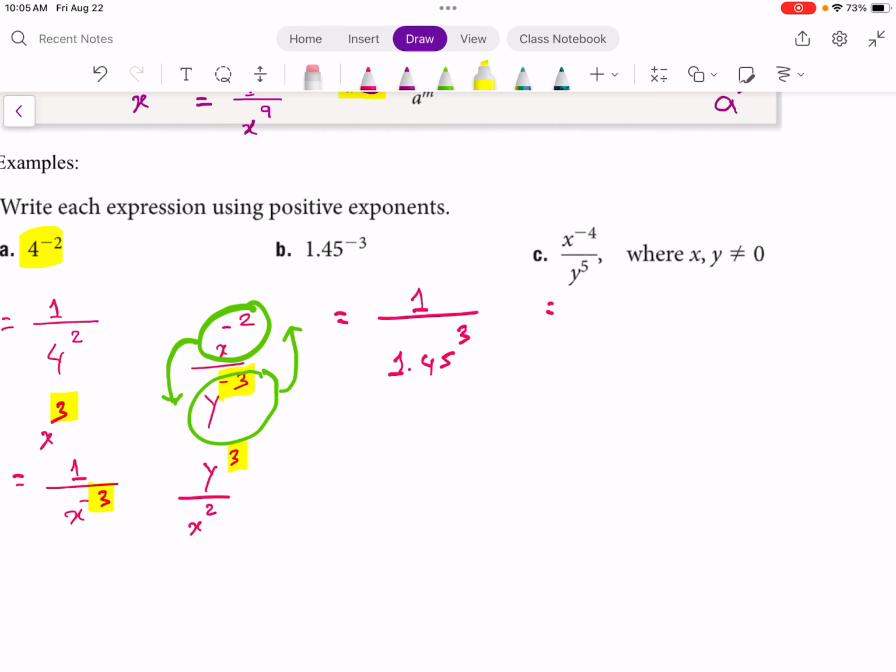Now for part C, we just need to have positive exponents. We have x to the power negative 4, and y to the power 5. What will be the final answer for this part? We already have the exponent of y as positive, so we don't need to worry about that. But the numerator x to the power negative 4 is negative, and we have to make it positive. You take this numerator expression to the denominator, so we will have no expression left in the numerator, meaning we will have 1 in the numerator, and x to the power 4 times y to the power 5 in the denominator.